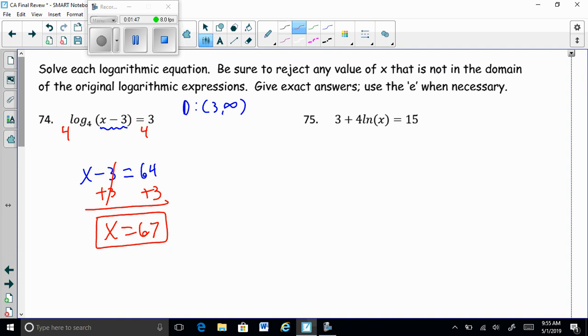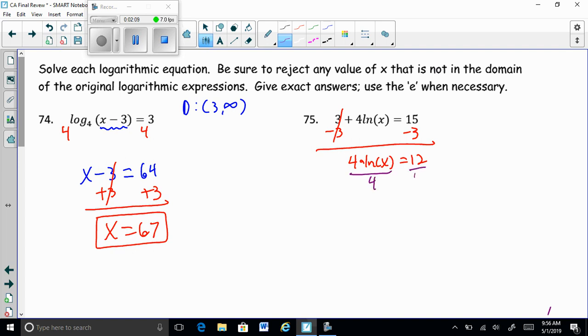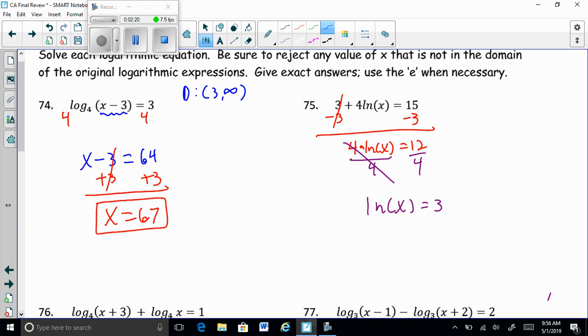The next one, we're going to do the same deal, but I have to clean it up a little bit before I get started. What I'm going to have to do here is subtract 3 from both sides. Now I get 4 times the natural log of x equals 12. Then I'm going to divide both sides by 4. Now I have natural log of x equals 3. The base of natural log is e, so I'm going to introduce a base e on both sides. The left side just simplifies into x, and the right side is e to the power of 3, and we'll just leave it like that as an exact answer.